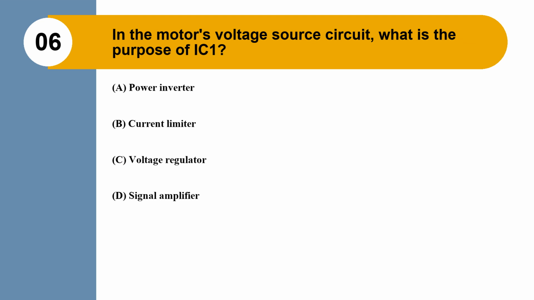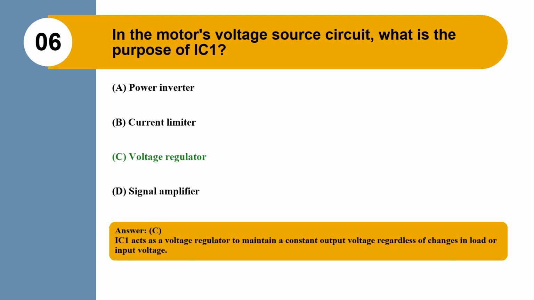Question 6. In the motor's voltage source circuit, what is the purpose of IC1? Option A, power inverter. Option B, current limiter. Option C, voltage regulator. Option D, signal amplifier. The correct answer is option C, voltage regulator. IC1 acts as a voltage regulator to maintain a constant output voltage regardless of changes in load or input voltage.